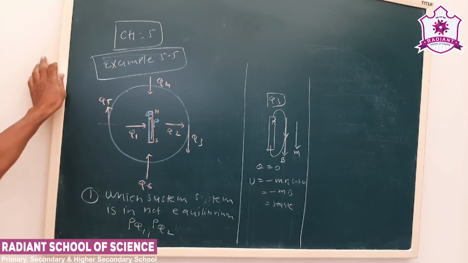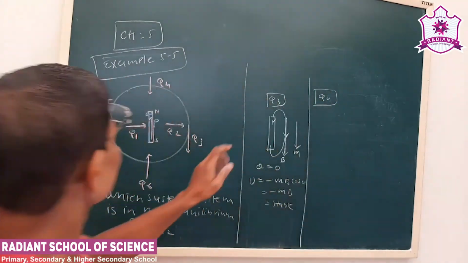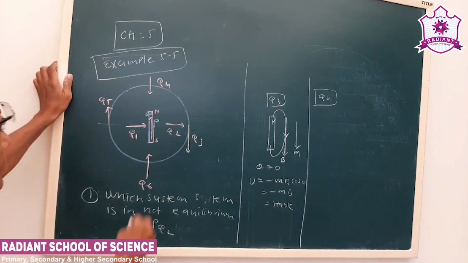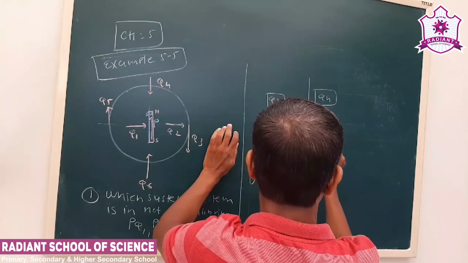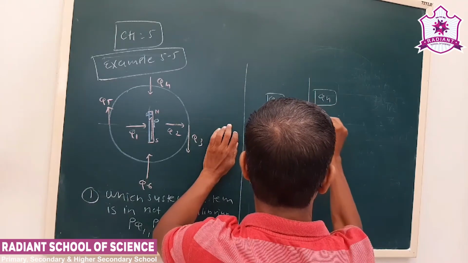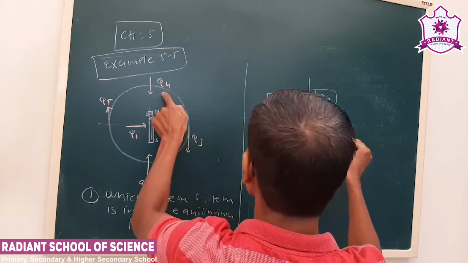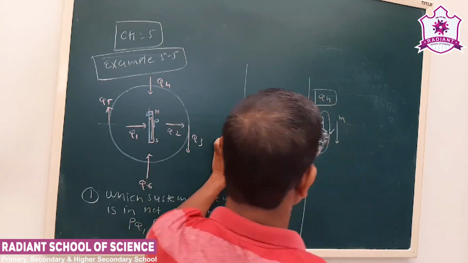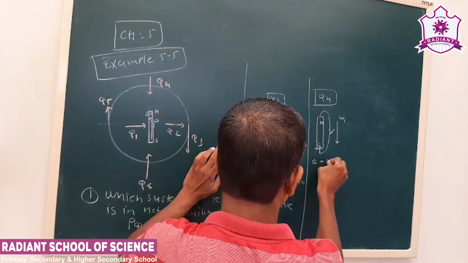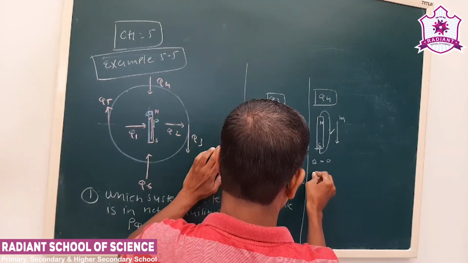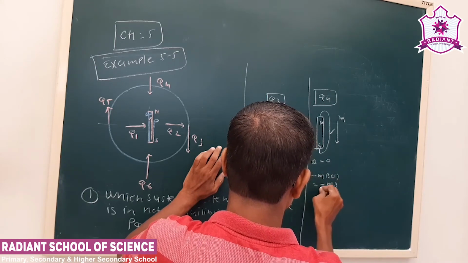Then Q4. See the magnetic field line, and this is the dipole moment of Q4. Both are in the same direction. Here also theta is 0, so it will be similar to the previous case.